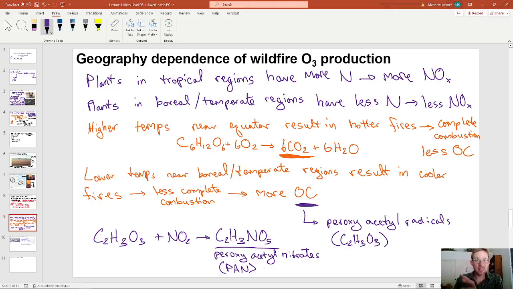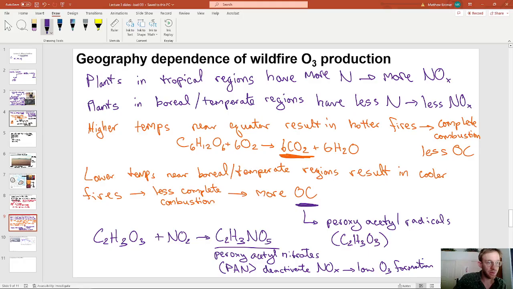these PANs deactivate the NOx, which ultimately ties it up, resulting in low ozone formation, at least initially, okay? So just to reiterate, lower temperatures in temperate regions, so think fires in Canada or Alaska or the Pacific Northwest, those wildfires have more organic carbon and as a result produce more of these peroxyacetyl radicals, which can react with NOx and prevent it from forming ozone.